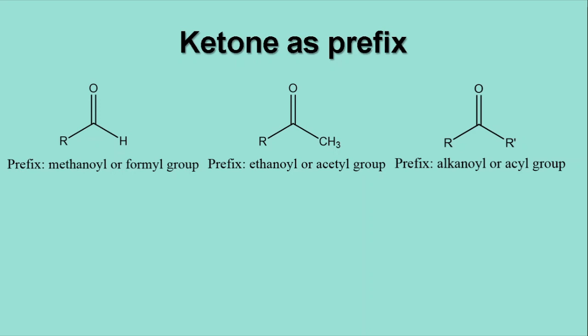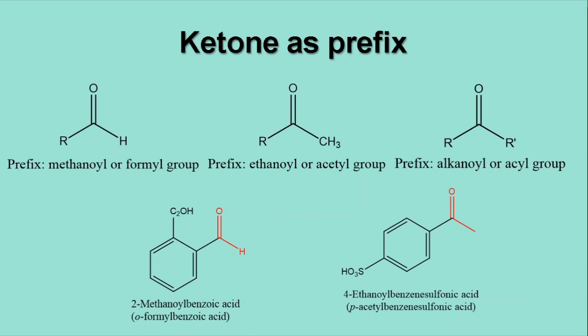For example, you can see 2-methanoyl benzoic acid, orthoformyl benzoic acid, which is its common name, and 4-ethanoyl benzenesulfonic acid, also called para-acetyl benzenesulfonic acid.